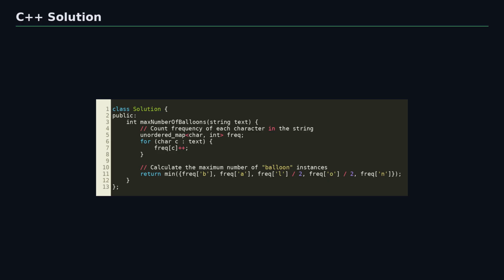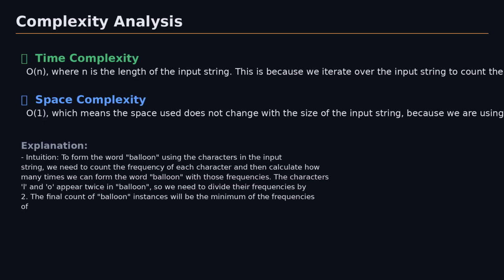Then, we calculate the maximum number of balloon instances by taking the minimum of the frequencies of b, a, l divided by 2, o divided by 2, and n. We return this minimum value, which represents the maximum number of times we can form the word balloon using the characters in the input string.